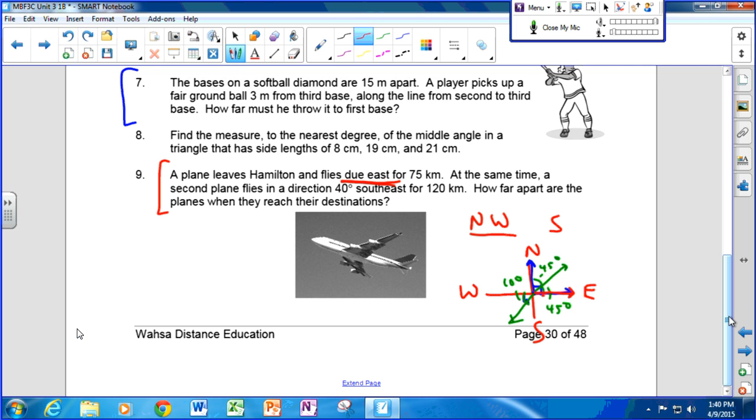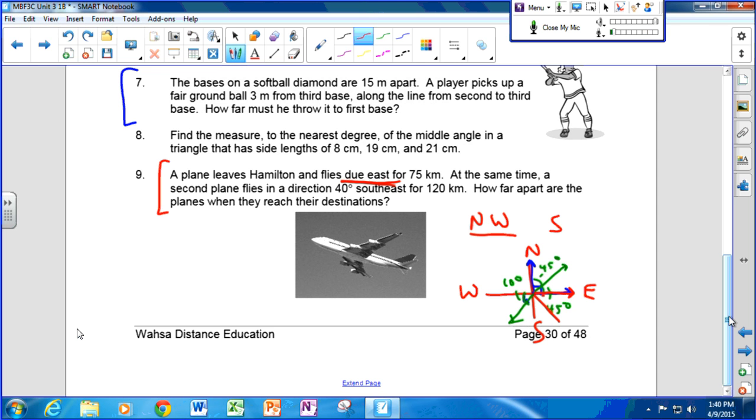What do I have here? Did I get that wrong in the original question? Due east. Second plane flies in direction 40 degrees southeast. Oh yeah, okay. I can't really read my writing, but anyway, that's southeast right there. How far apart are the planes when they reach their destination? So that gives us an idea of how to solve something like that.